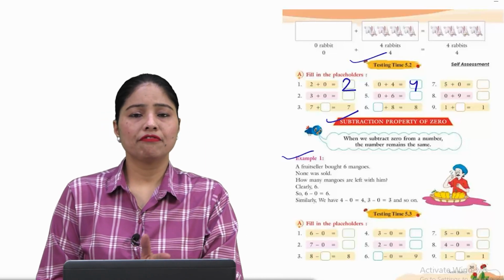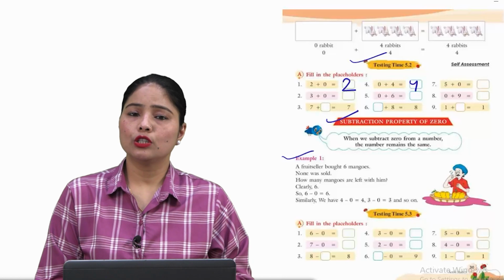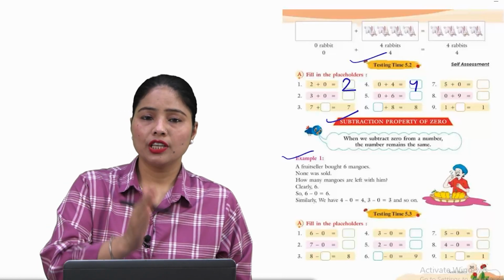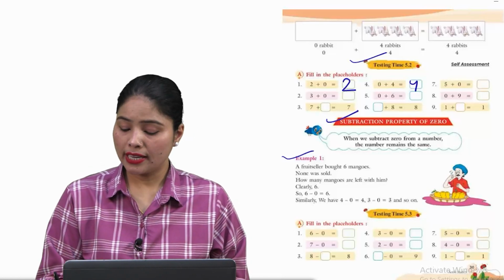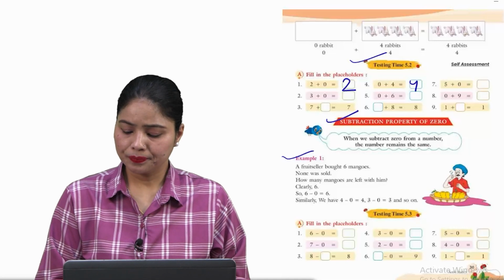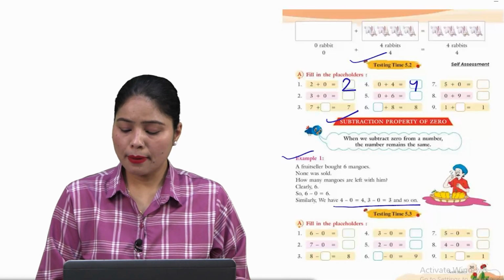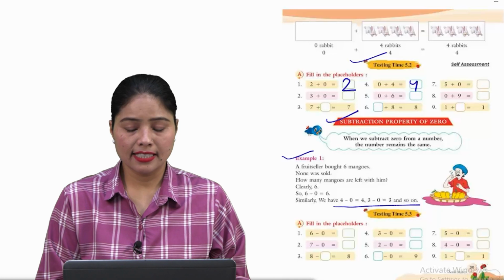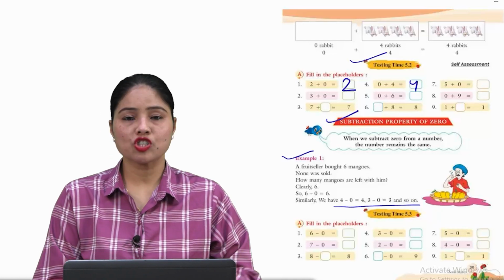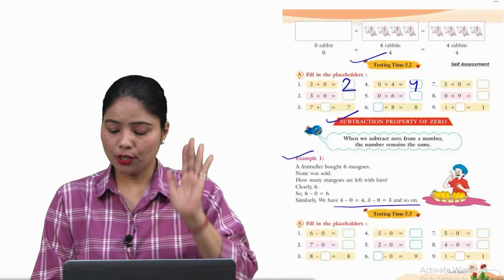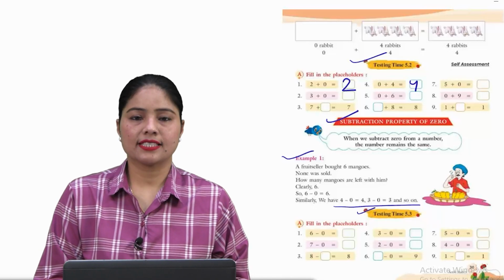Similarly, we have 4 minus 0 is equal to 4 and 3 minus 0 is equal to 3 and so on. Okay. So this is the method, or we can say that this is the concept of the subtraction property of 0. So now move on next.